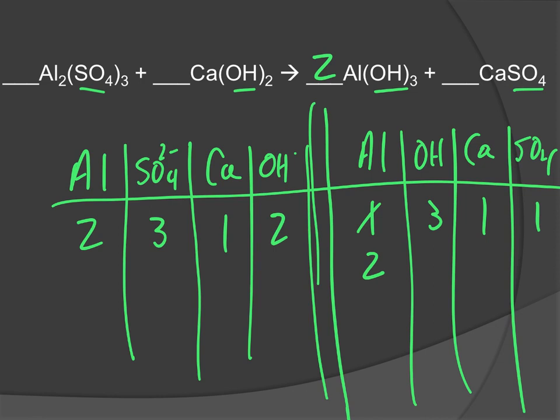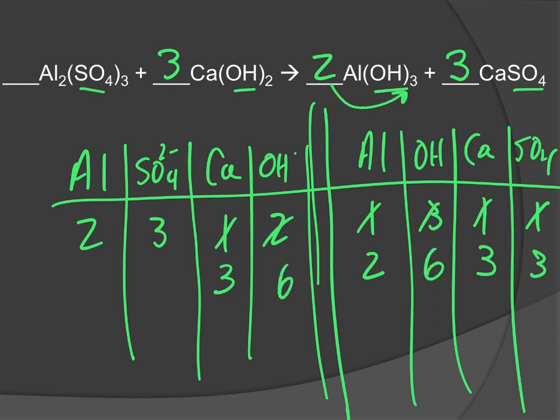If I look at my calciums, I've got 1 and 1. They're balanced. If I look at my sulfates, I have 3 sulfates on the reactant side, and I have 1 sulfate on the other side. So I'm going to put a 3 on this side and increase my number of sulfates. That does also increase my number of calciums to 3. And to balance those calciums, which I already checked, I'll need to multiply that by 3. And that will end up giving me 6 hydroxides. Over here, I had 2 times 3 is 6 hydroxides. If I look, 2, 3, 3, 6, 2, 3, 3, 6, it's balanced.